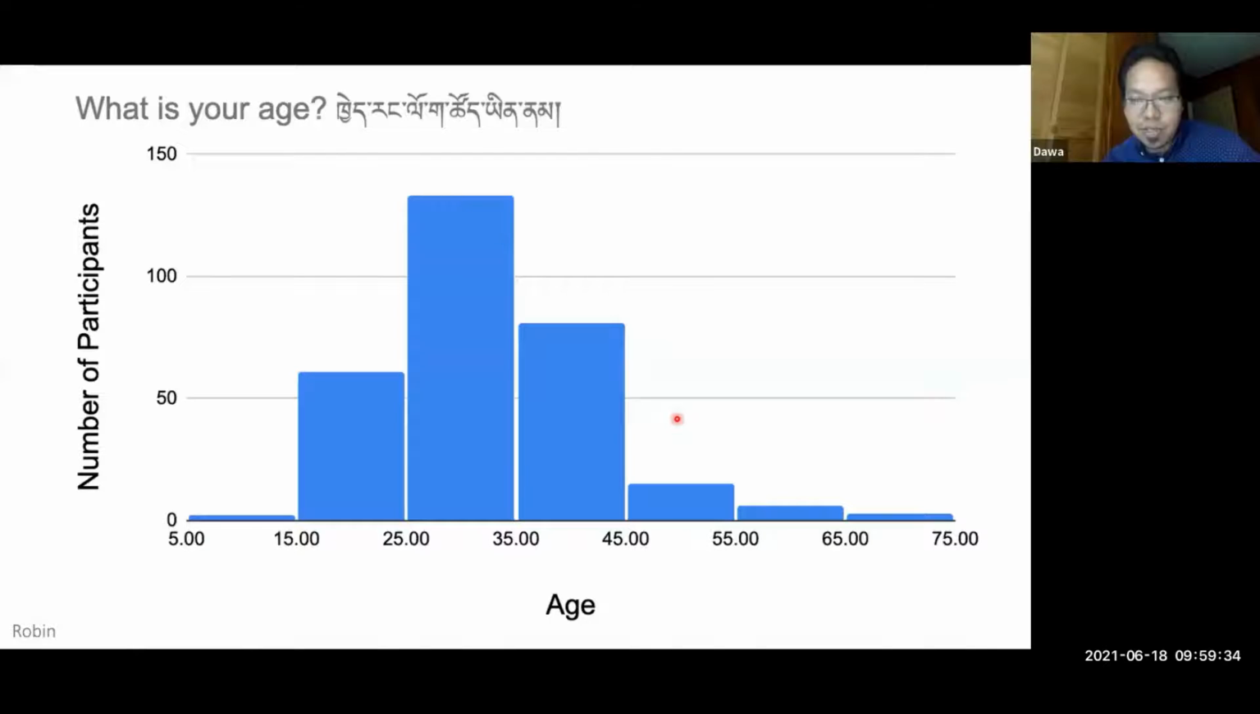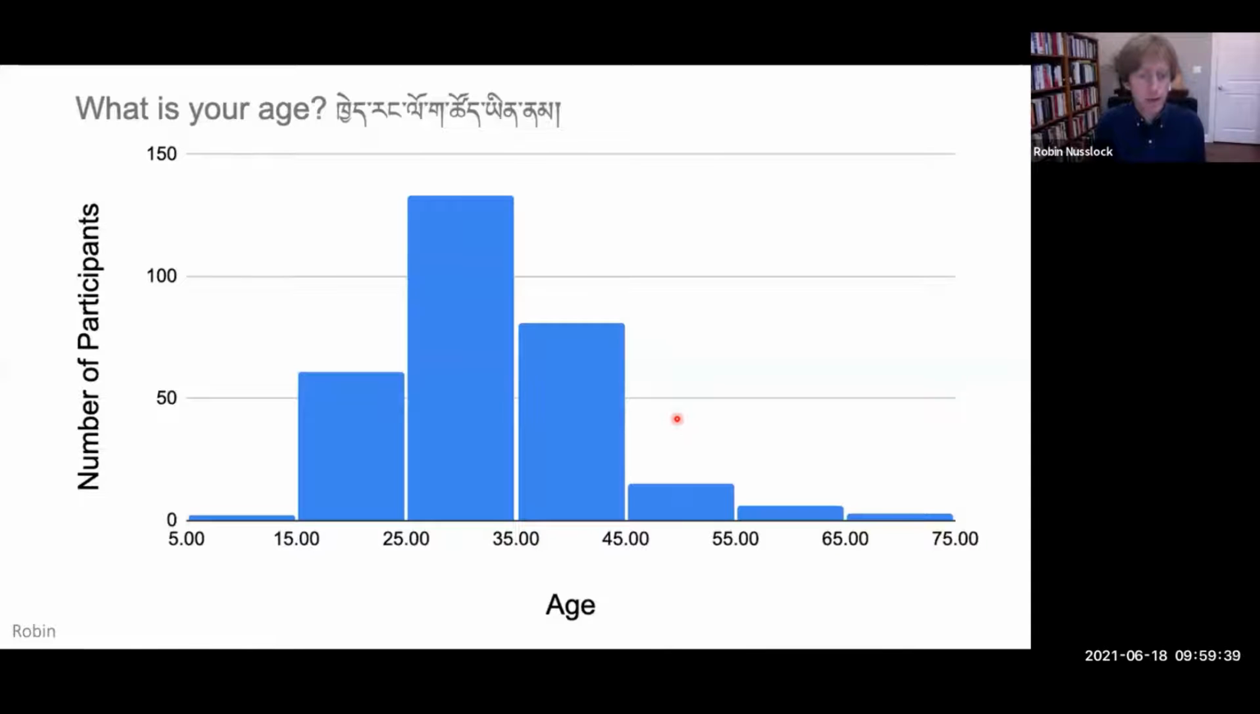The chair says 25 to 35. Right. It's actually, so the horizontal axis is in increments of 10, but we actually have the data every 5 years. So we can actually look at this and say it's basically age 30 is the most frequent, the common person who completed the measure.